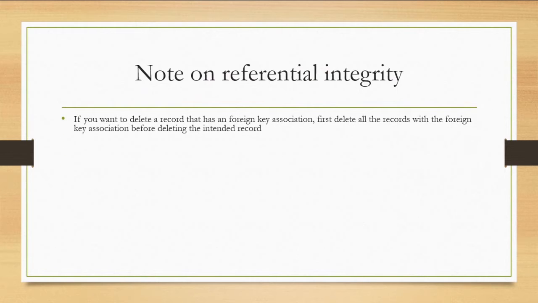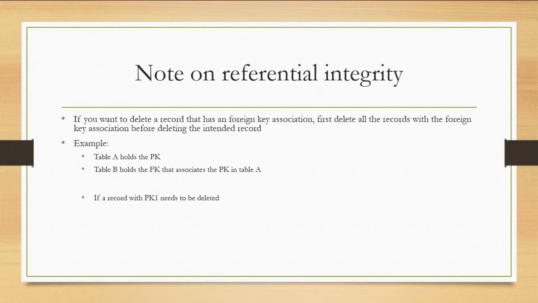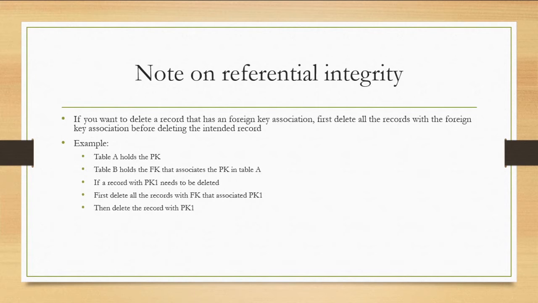If you want to delete a record that has a foreign key association, first delete all the records with a foreign key association before deleting the intended record. For example, Table A holds the primary key. Table B holds the foreign key that is associated with the primary key in Table A. If a record with primary key 1 needs to be deleted, first delete all the records with a foreign key that is associated with the primary key 1. Then delete the records with primary key 1.